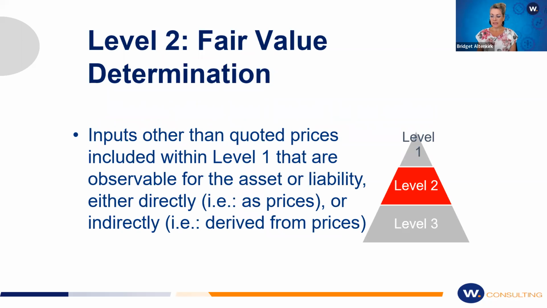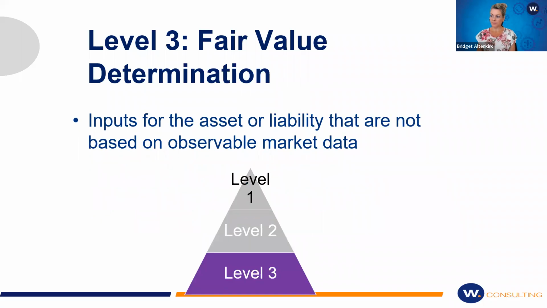Level 2 measurement, this is where there are inputs, but they are not directly observable to be a level 1. They may be indirectly observable or directly observable for that particular asset or liability. So in other words, it's still observable in the market. Changes may perhaps need to be made to it because perhaps it's not the identical asset, it's a slightly different asset, but nothing is subjective. Everything is still observable within the market.